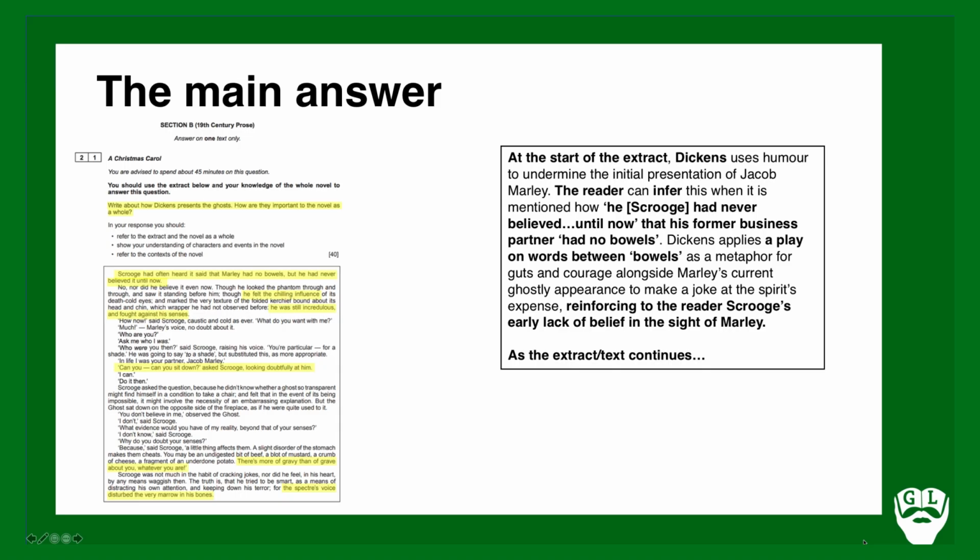So we see this paragraph has tracking at the beginning, it has a quote that is broken down and really discussed. It mentions the reader and it mentions Dickens and the overall focus of the question. If that were to be continued, we would be onto a top response. Just keeping that method going, keeping that precise way of analysing going.